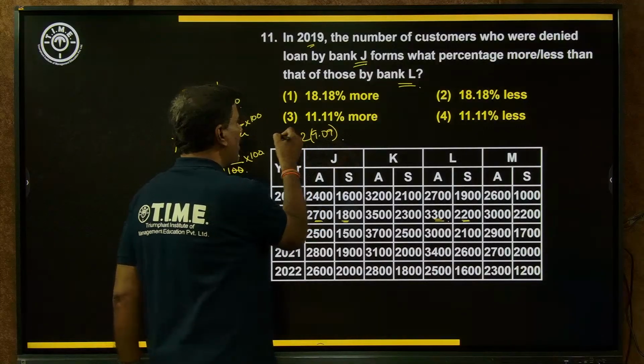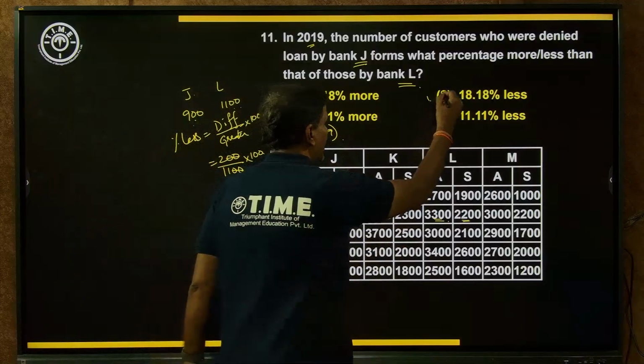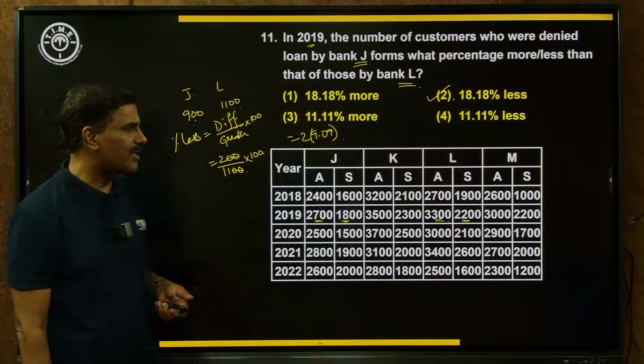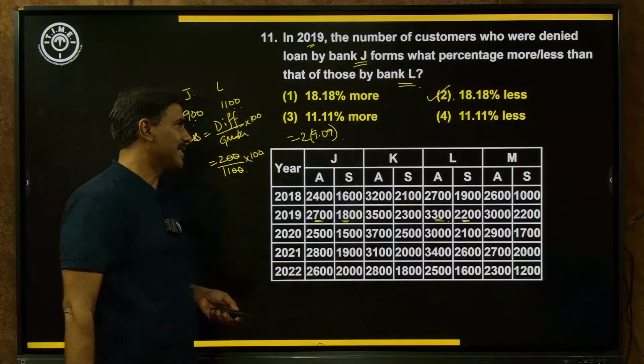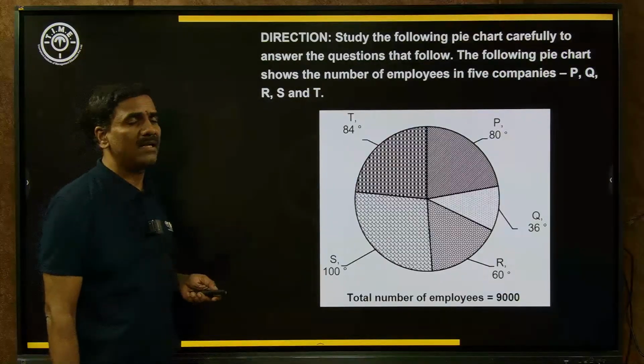9.09 into 2 will become what? 18.18%. And we know it is less. So 18.18% less we can say. All three questions are actually doable here. Let's move on to the next one. As of now, yes, we are done with that table part.